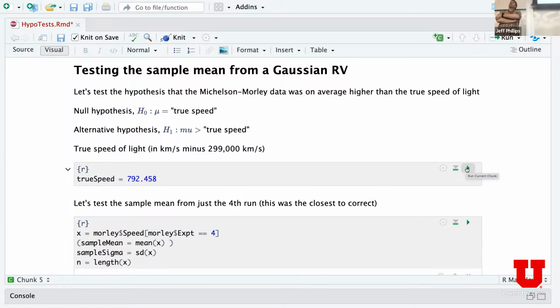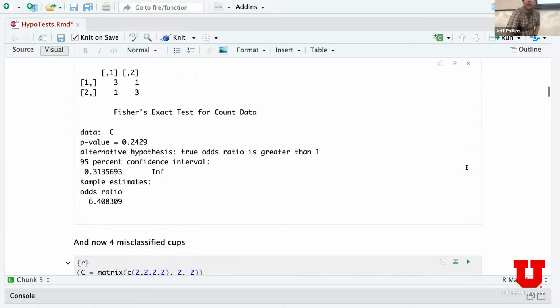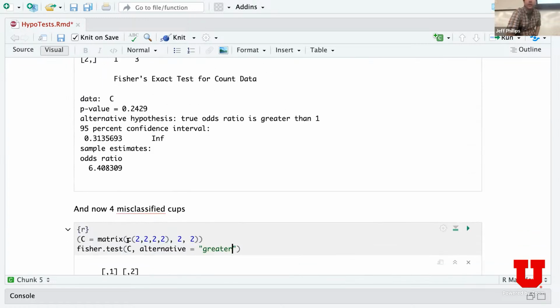Question? Yeah, so the c function here is telling you it's going to be an array of data, and then you are telling it the dimensions of the data. It's 2 by 2 here. And we're putting this inside of a matrix. It's just some way of casting.